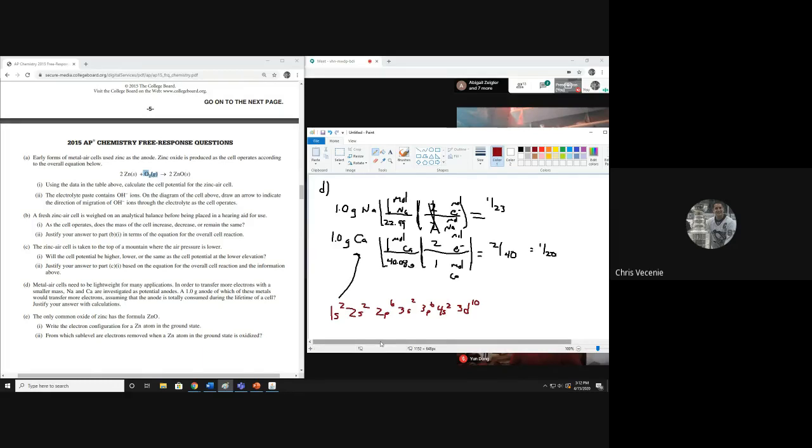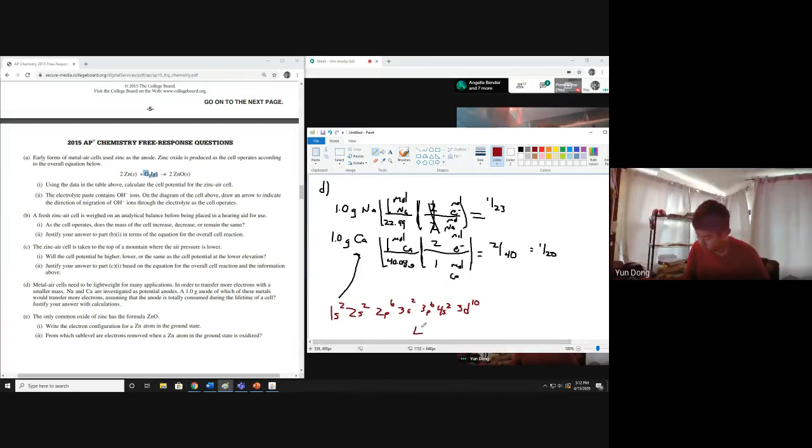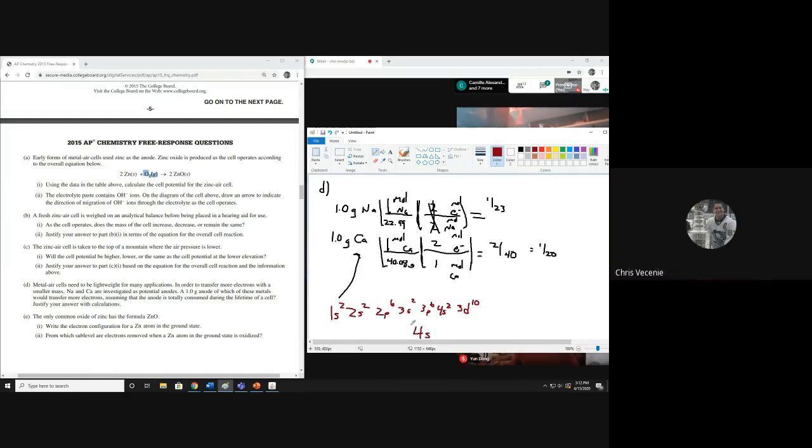And then lastly, it says, from which sublevel are the electrons removed when the Zn is oxidized? So which electrons are the first to go? 4s2. There it is. So it's the 4s sublevel to finish that guy out.